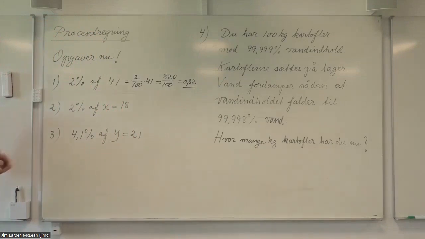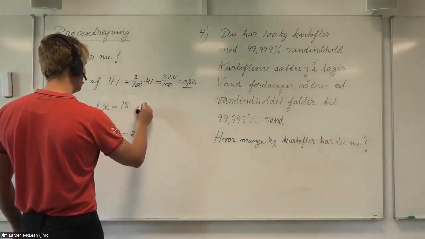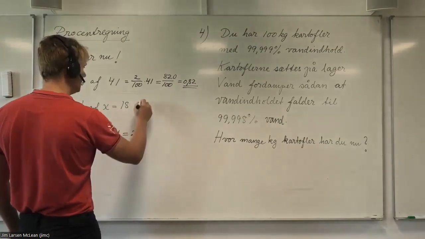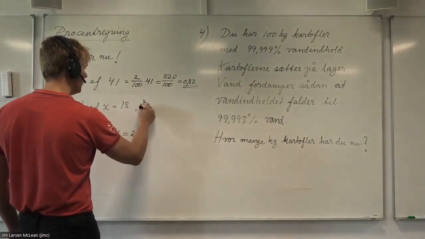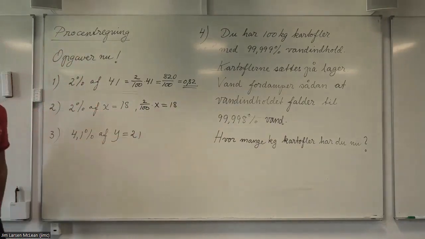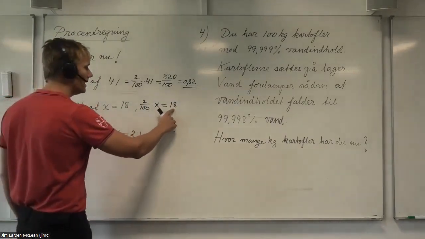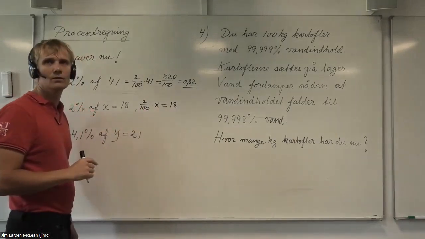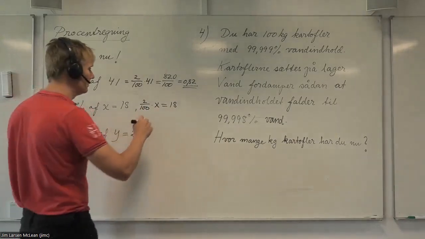Okay, 2% of something unknown should equal 18. So we can solve it like this. We just say 2 over 100 parts, multiply x to be equal to 18, and then I isolate x. So I multiply by 100 over there, I get 1,800, and then divide by 2, so I get 900. So x must be 900.